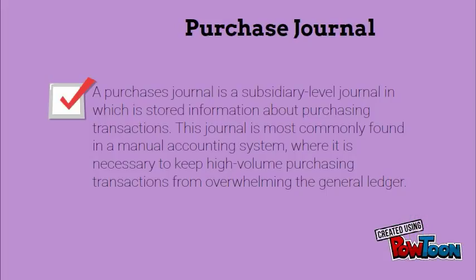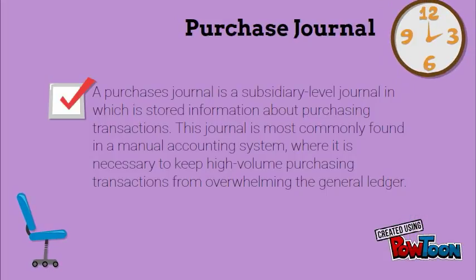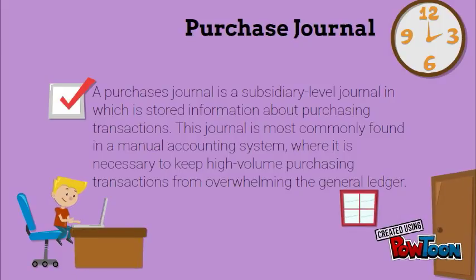Purchase journal. A purchases journal is a subsidiary level journal in which information about purchasing transactions is stored. This journal is most commonly found in a manual accounting system, where it is necessary to keep high-volume purchasing transactions from overwhelming the general ledger.